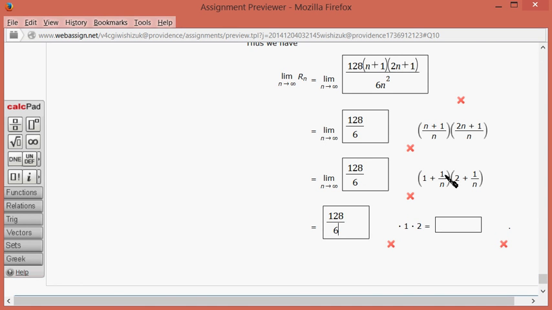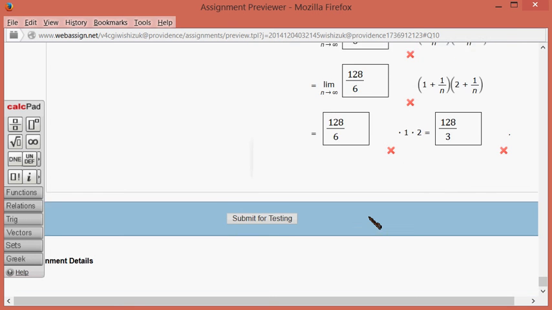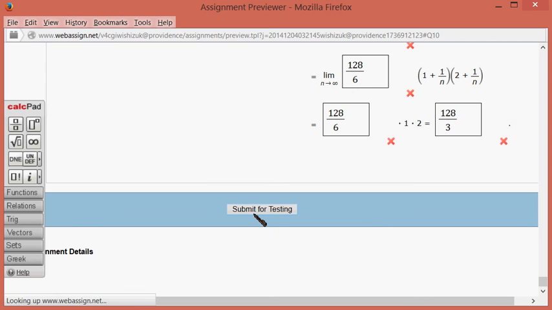this is going to go to 1 and this is going to go to 2. So you have a 128, then the 2 and the 6 cancel out, so 128 divided by 3. Right, so let's go down and submit for testing.